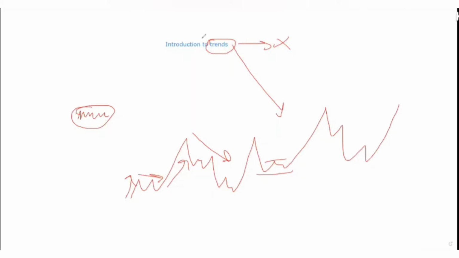Within the foreign exchange market, we have 3 different types of trends. We have an uptrend. We have a downtrend. And then we have a horizontal trend.